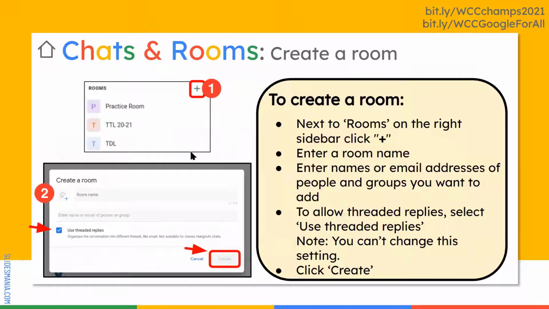Okay, so before we get into the actual chat room, let's just break things down a little bit. So again, to create a room, you scroll down past where it says chats, and then right next to rooms on the right, you'll see a green plus sign, and you click on that, and you're going to enter a room name. So if you're the one creating the room, and this is something that you definitely might want to do when you are in your breakout room, you're going to enter the room name. And then that's where you're going to enter the emails of the people or the groups you want to add.